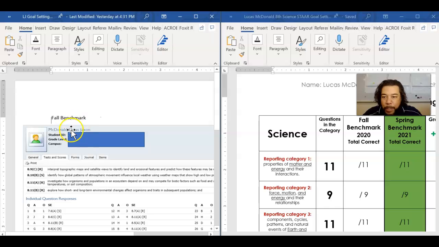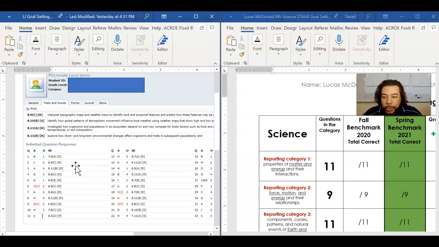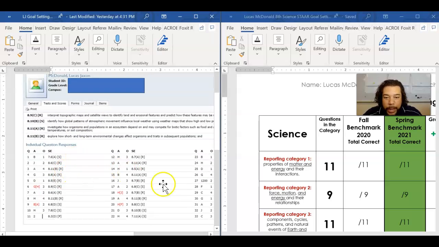So what I did is I clipped and pasted the information from Eduphoria onto a Word document. So now I can have them side by side. You can kind of see how I split the screen a little bit and we're able to work on both. So here's how I'm going to do it. I'm going to kind of work backwards on this particular one.